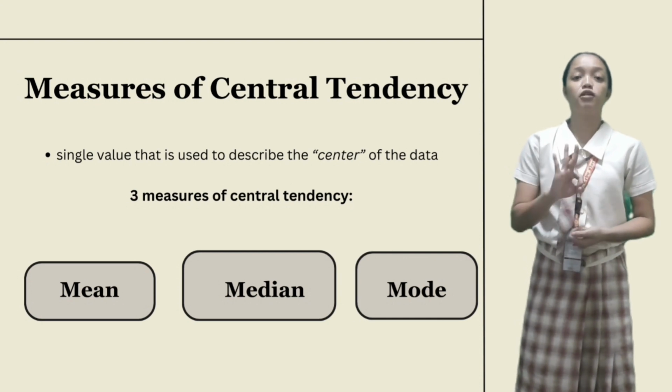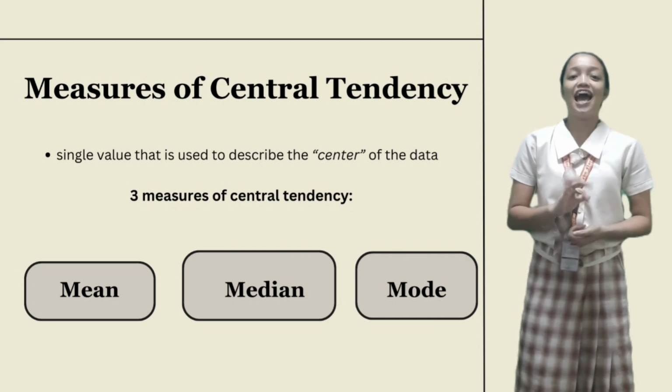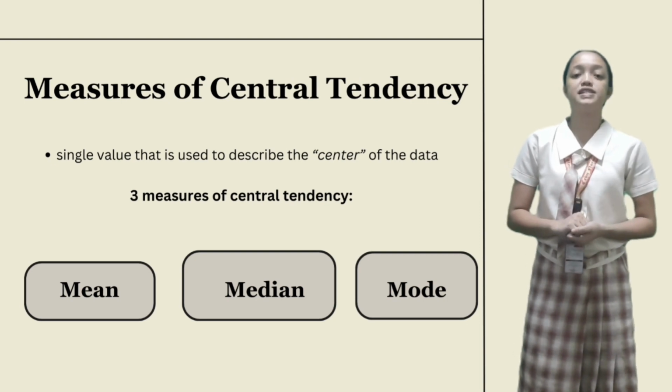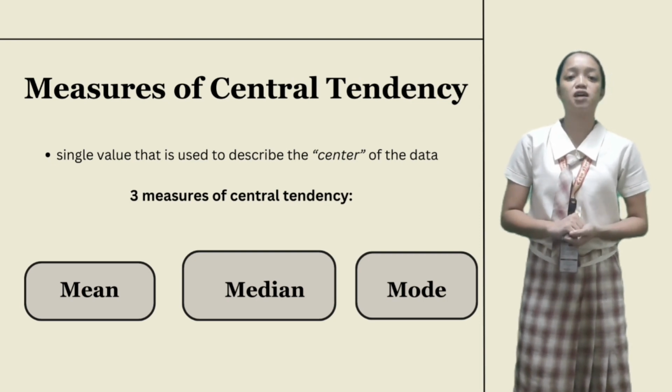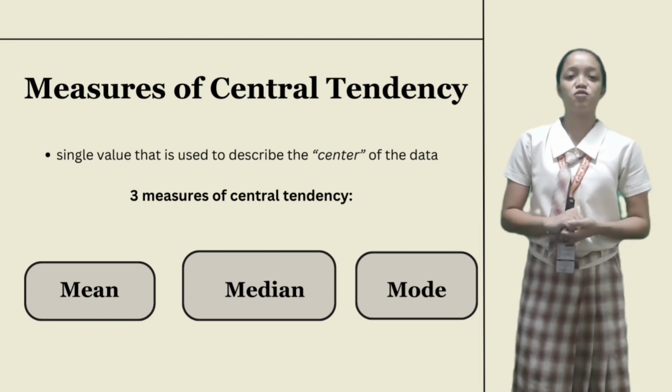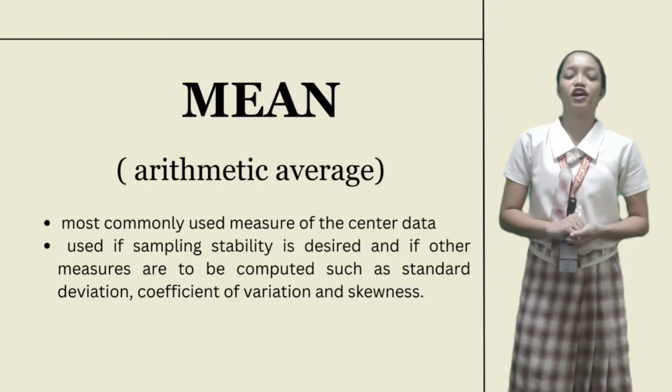There are three commonly used measures of central tendency, and these are the mean, median, and the mode. In this part, we're going to discuss how to compute the value and some of the properties of the mean, median, and mode as applied in a classroom setting. So first, let's start with the mean.